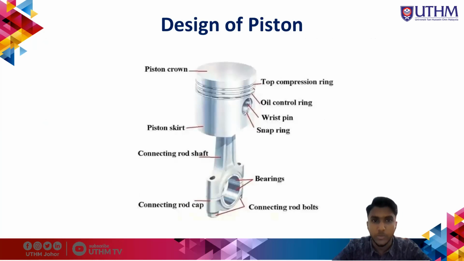As you can see in the picture, this is an example of the piston we use. Here there is the piston crown, top compression ring, oil control ring, wrist pin, snap ring, piston skirt, connecting rod shaft, bearings, connecting rod cap, and connecting rod bolts. These are all the most important components in a piston.